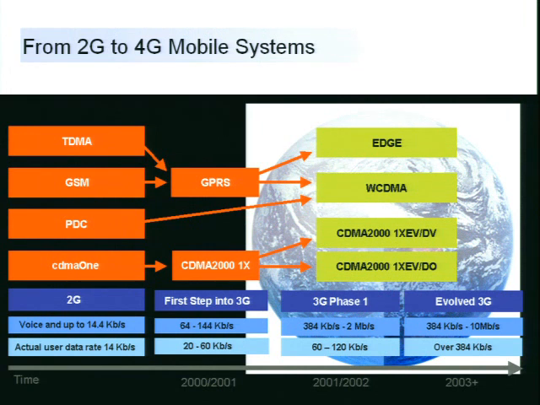Again, evolution and the comparison of the data rates of the current 3G and the evolved 3G or 3.5G. So you can see that's what the theoretical data rates are, but it's really not 10 meg, it's much less. But still, it's a very impressive data rate for the current generation.